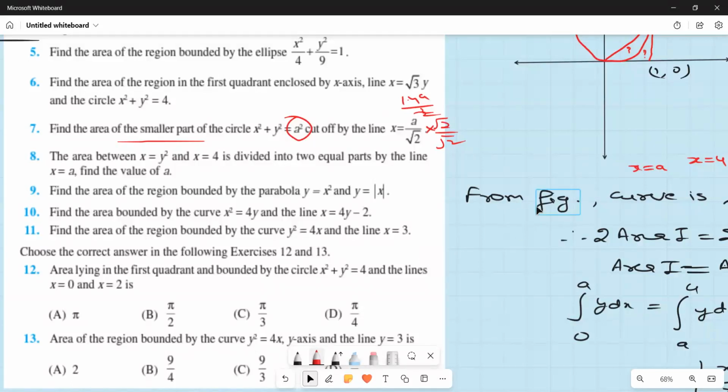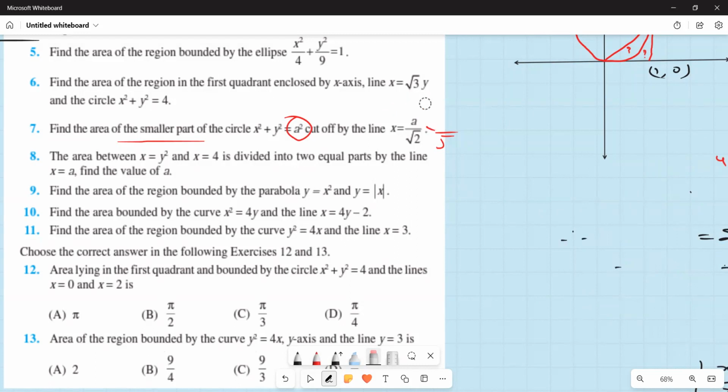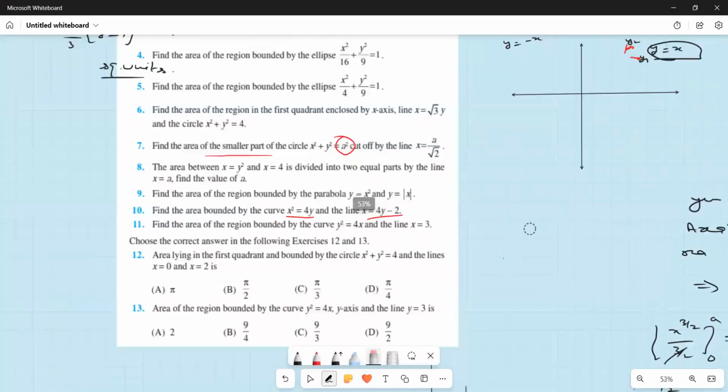So the next question is, question number 10. x square is equal to 4y, means upper parabola, and x is equal to 4y minus 2. So this is x square is equal to 4y.